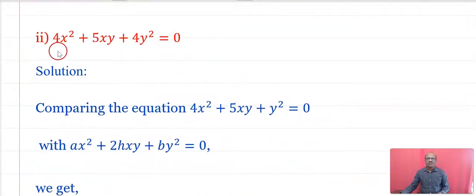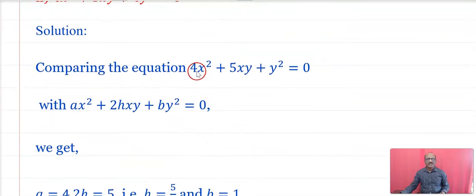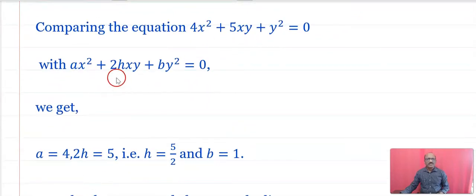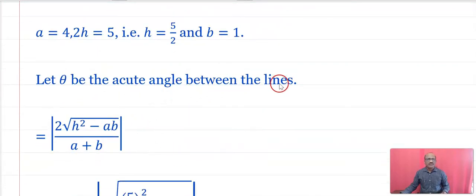Next question, 4x square plus 5xy plus y square is equal to 0. Comparing the equation 4x square plus 5xy plus y square is equal to 0 with ax square plus 2hxy plus by square is equal to 0, we get a is equal to 4. Next, 2h is equal to 5 and b is equal to, I will again repeat here, the value of a is 4, 2h is 5 and b is equal to 1. As 2h is 5, h is equal to 5 by 2. Let theta be the acute angle between them.